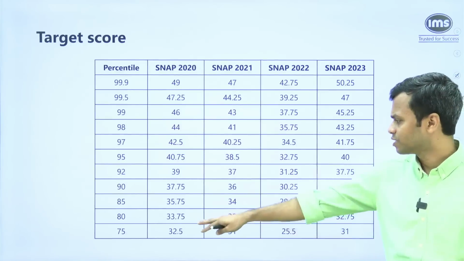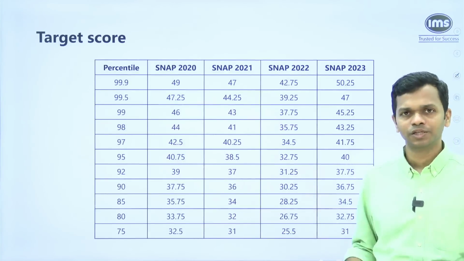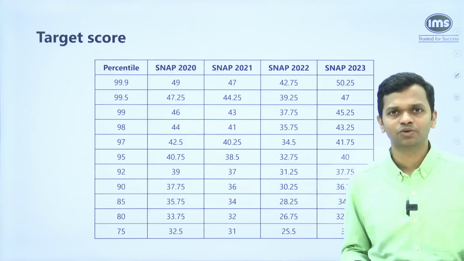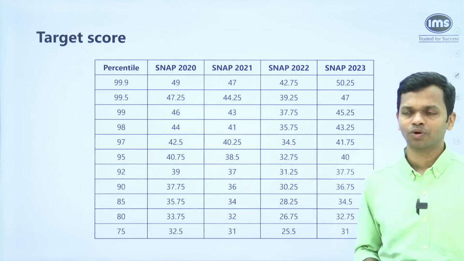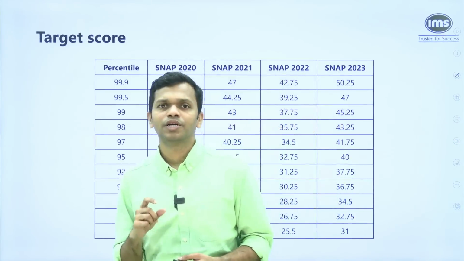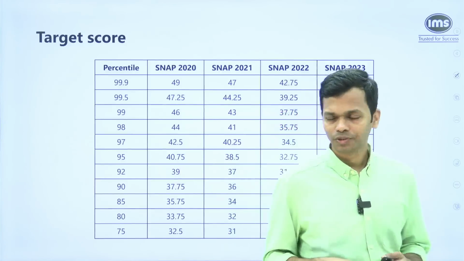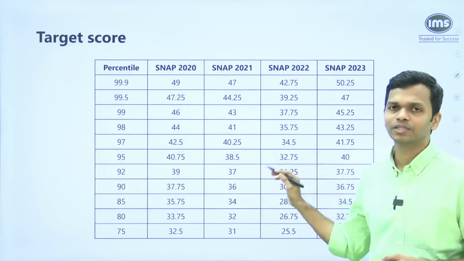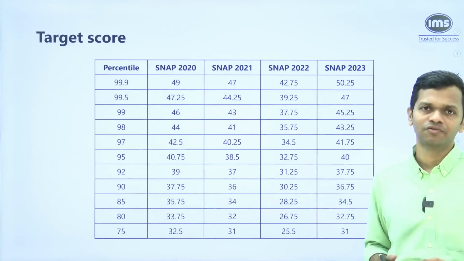And I have put 75 percentile. I have not gone below this because if you're looking at the top institutes, let's say the top 5-6 colleges, you are definitely looking at at least a 75 percentile score on the SNAP. A lot of times students have this question as to how much should I get in terms of my raw score so that my percentile will be so much. But if you look at this particular table, you will realize that there is no way to answer that question in a definite manner.